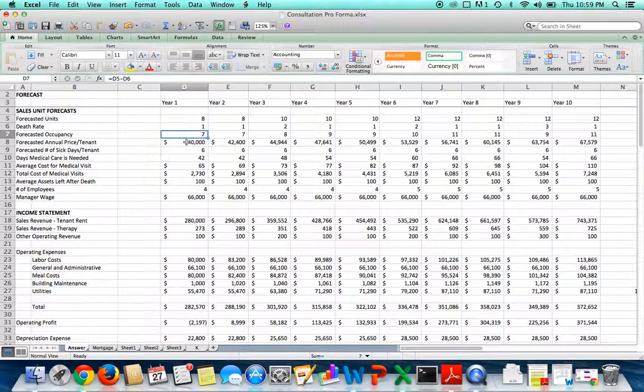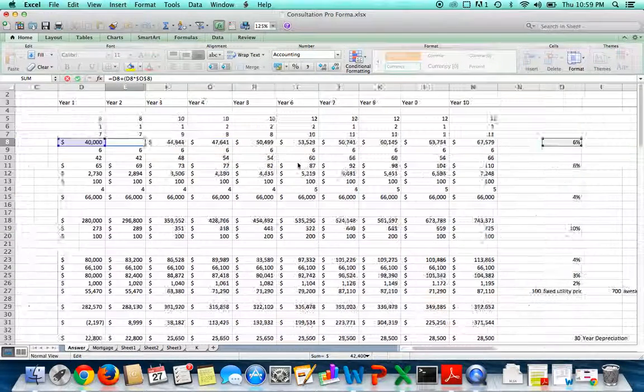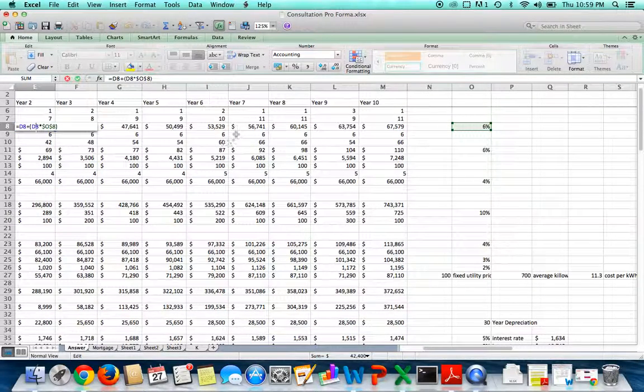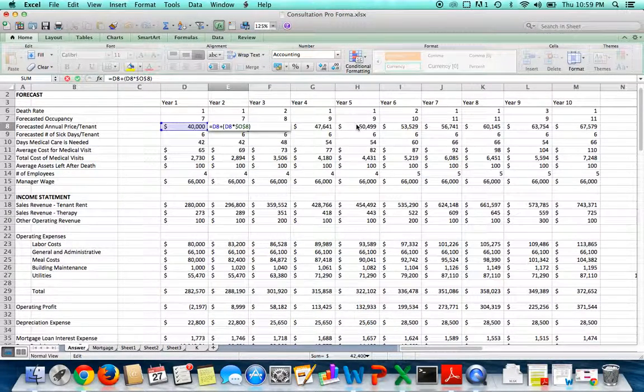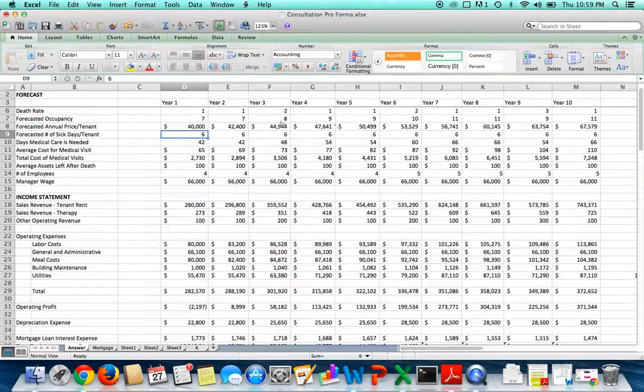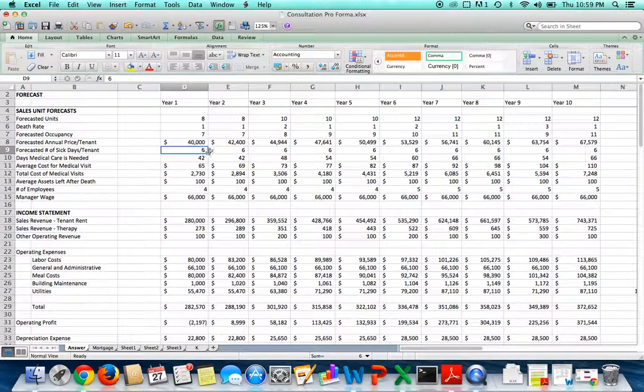So then we have the price per unit for a tenant, and we are saying that it increases by 6% per year. This is our forecasted number of sick days per tenant, and this is tied into the days of medical care that we need. So there's the number of tenants or forecasted occupancy times the sick days per tenant, and that gives us our days of medical care needed.